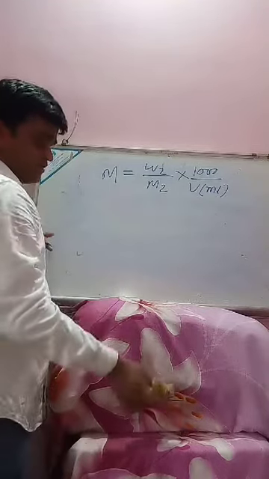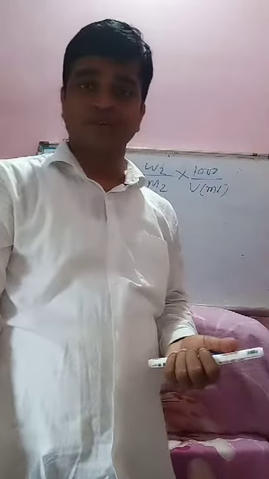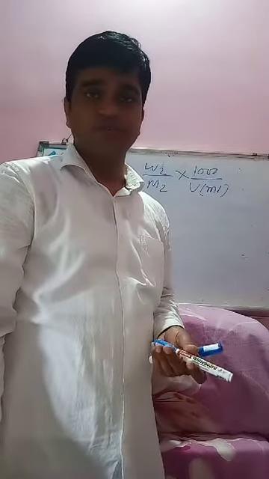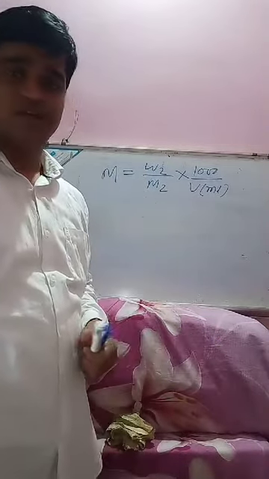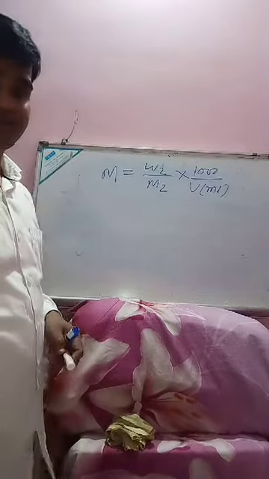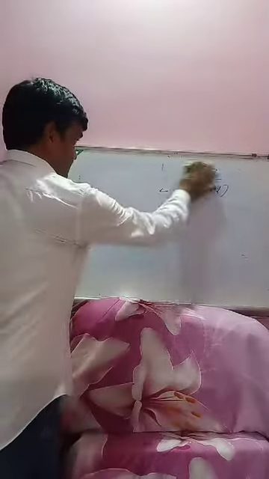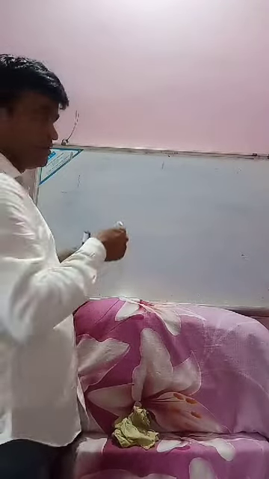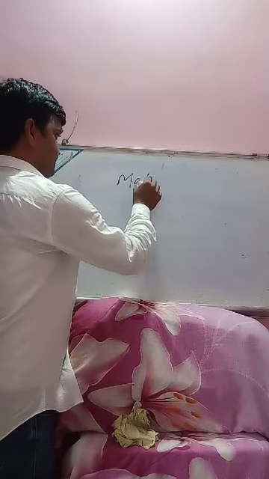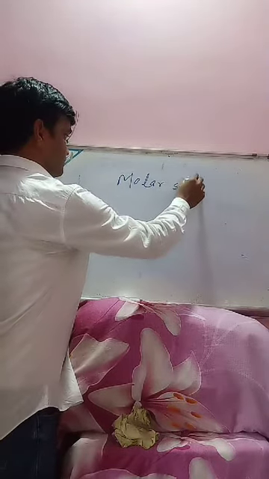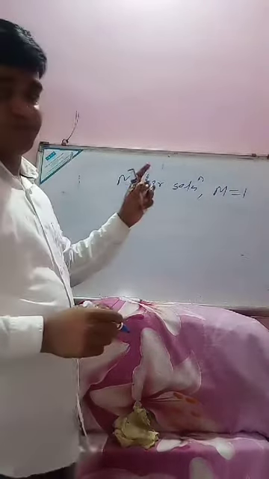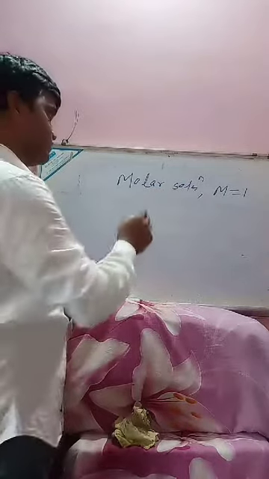So what is the definition of molarity? It is moles per liter, the number of moles of a solute present in 1 liter of solution. That is called molarity. And if 1 mole of a solute is present in 1 liter of a solution, then it is called a molar solution. So a molar solution means molarity is 1.